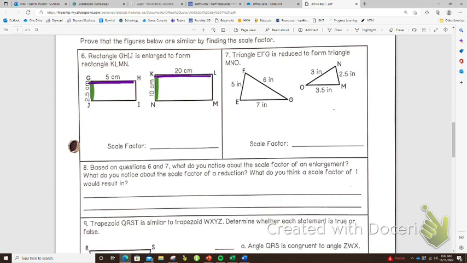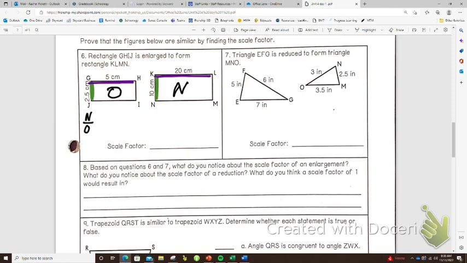And it says rectangle GHIJ is enlarged to form rectangle KLMN. So this is our original. Our first one is the original, and the second one is the new. And I want you to go ahead and label those. So what we're going to do to find our scale factor is put new over original.